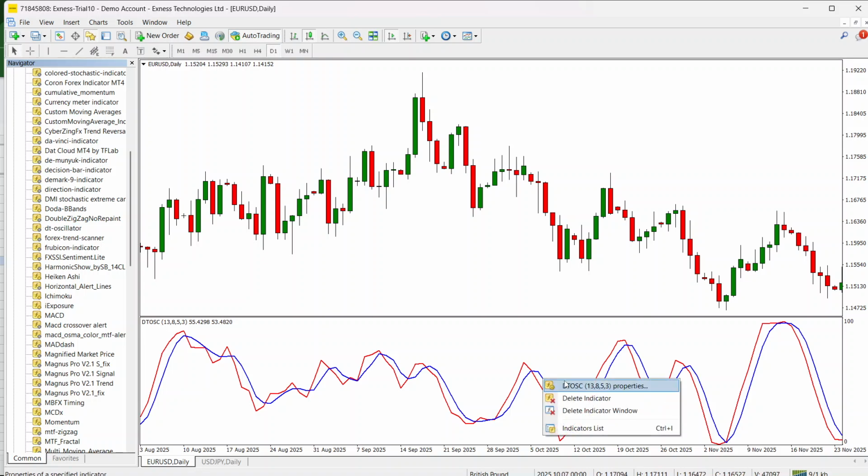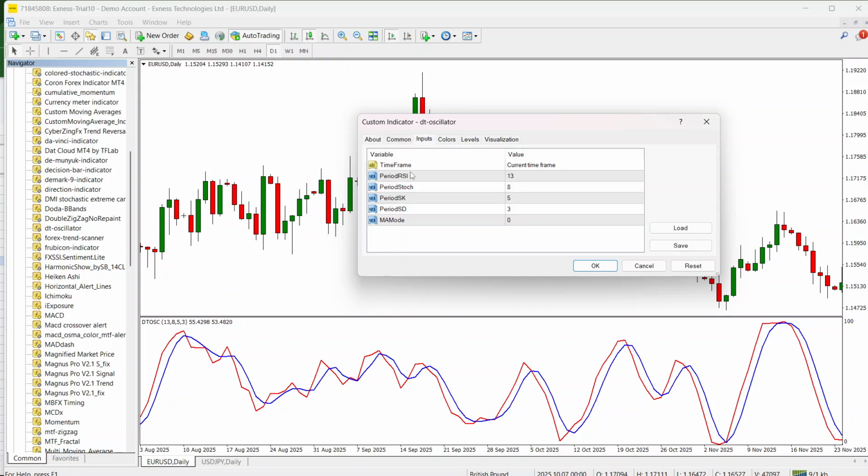Now let's move on to the settings. If we come here, we can see the RSI period and the stochastic period. You can also see the SK period and SD period and the mode of the moving average. You can also change the time frame.